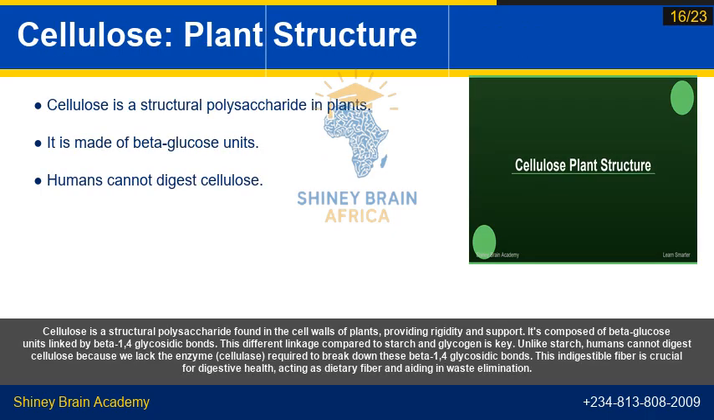Cellulose is a structural polysaccharide found in the cell walls of plants, providing rigidity and support. It's composed of beta-glucose units linked by beta-1,4 glycosidic bonds. This different linkage compared to starch and glycogen is key. Unlike starch, humans cannot digest cellulose because we lack the enzyme cellulase, required to break down these beta-1,4 glycosidic bonds. This indigestible fiber is crucial for digestive health, acting as dietary fiber and aiding in waste elimination.